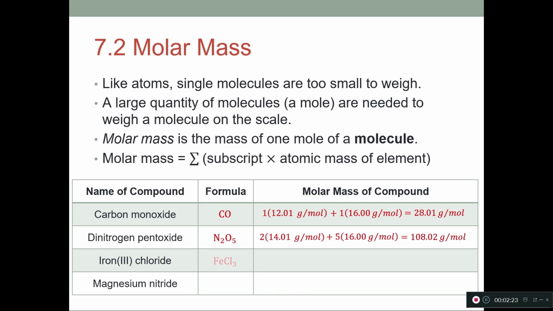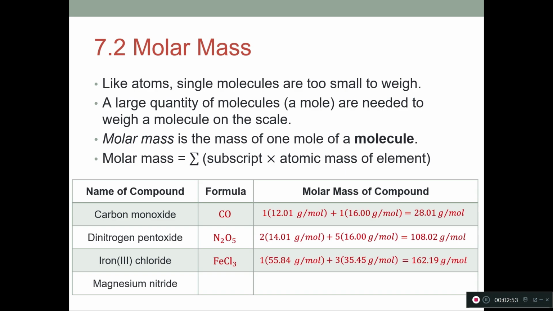And we can do this for iron 3 chloride, so that's FeCl3. So we have 1 iron, so that's 1 times the 55.84 grams per mole. Then we add to that 3 times the molar mass of chloride, which is 35.45 grams per mole. And when we add those up, we get 162.19 grams per mole.